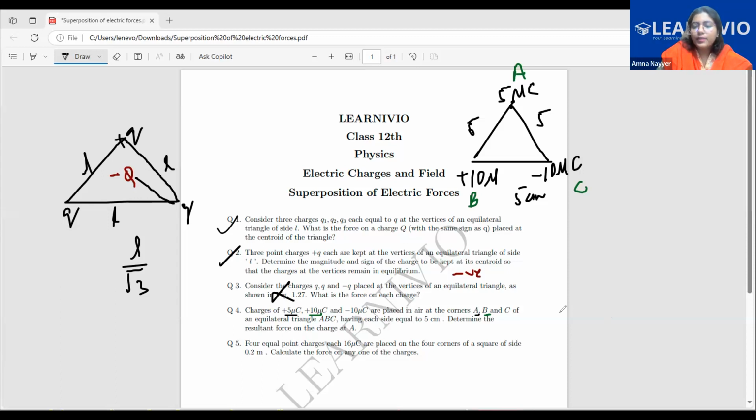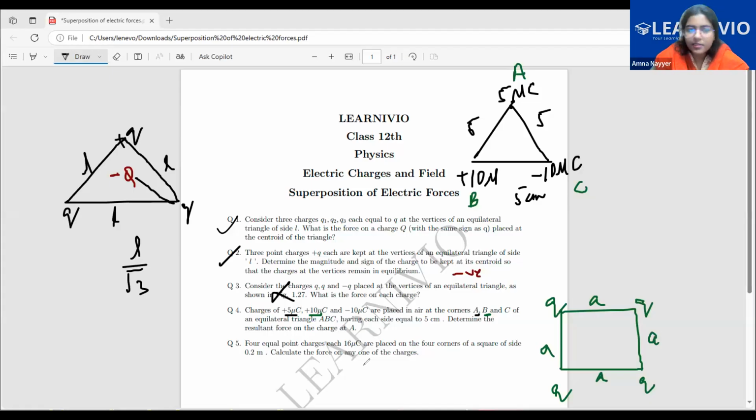And the fourth one: 4 equal point charges of 16 microcoulomb are placed on the corners of a square. We did this question in the class, Ali. The same question we have completed. 4 point charges are there, let's say Q, and all are the same. The side is 0.2 meters. You have to calculate the force on any of the charges.